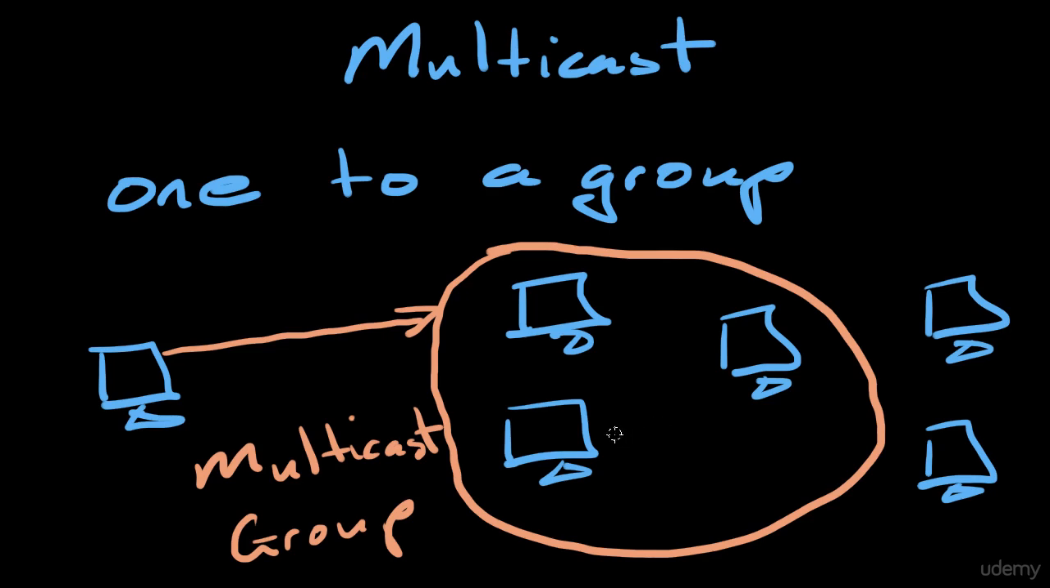So a multicast IP like 227.0.0.1, I can assign this to these 3 systems, the same multicast IP, and any data that I send to the destination IP address 227.0.0.1 will be received and processed by these 3 systems.